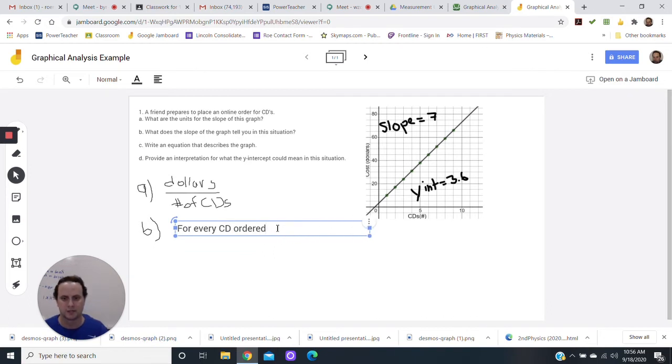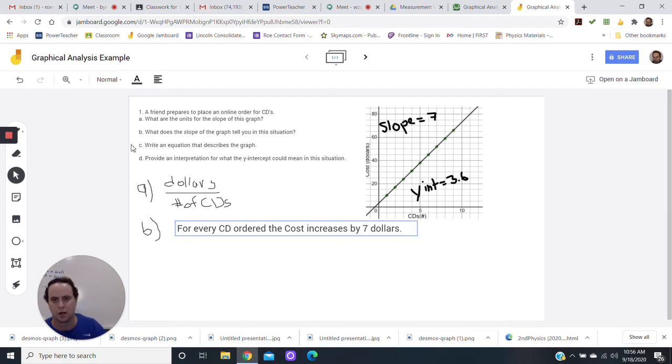All right, and the slope is 7. So for every CD ordered, the cost, which is our other variable, and this is an increasing graph going up left to right, so cost increases by 7, and the unit is dollars. So that's how you would want to answer that, $7. And that's what I mean by a for every statement.